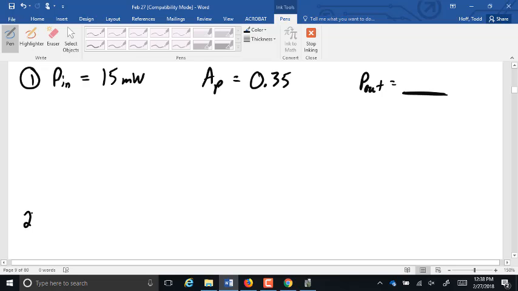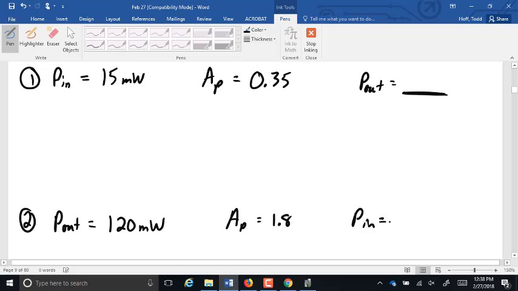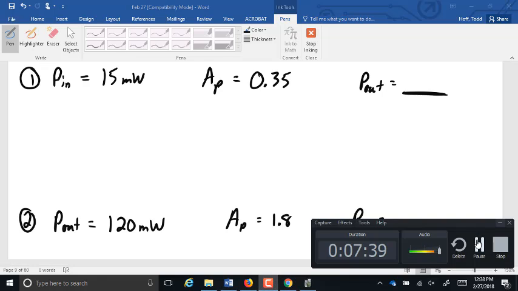The second one I'm going to have you try. Your power out is 120 milliwatts. Your power gain is 1.8. Find your input power. So I'm going to pause this for a second, let you guys try those.